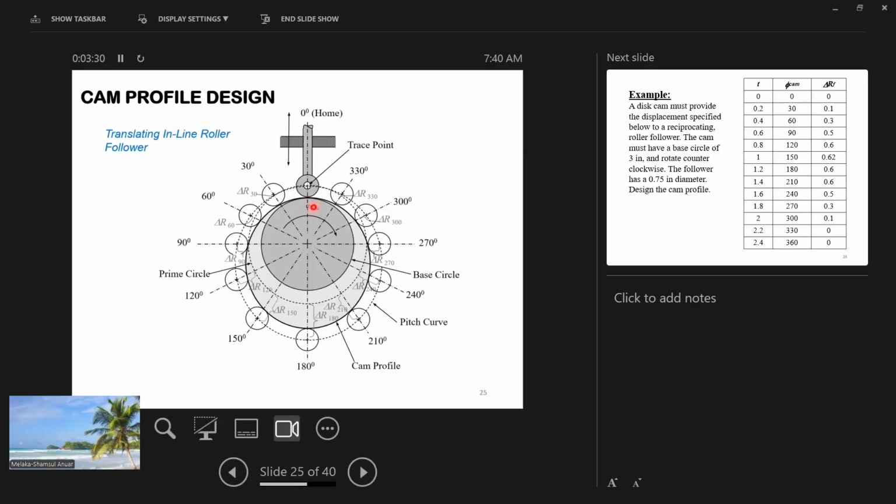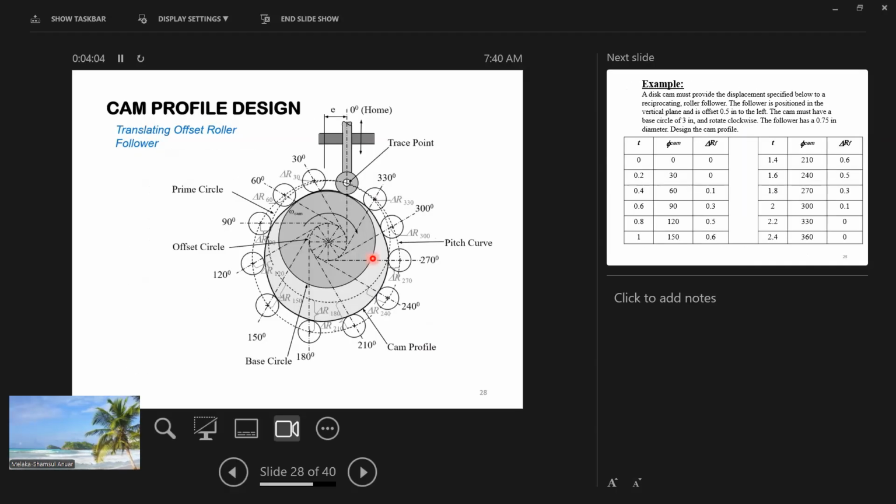So this is another situation where the follower is a roller type. With a roller type, you have to take into consideration the radius of the roller. So the center of the roller will be the trace point. So that will be just another offset from the real cam profile.